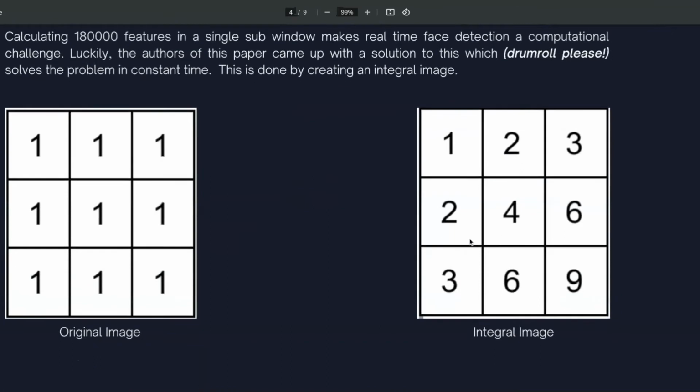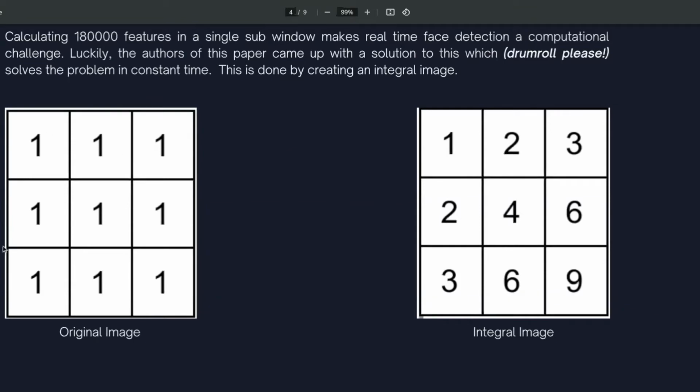So now it is clear that the basic thing is to find the sum of pixels in a pixel matrix. These people found a way to do it in constant time, and this was done by creating something called an integral image. Now let's see how to build an integral image.